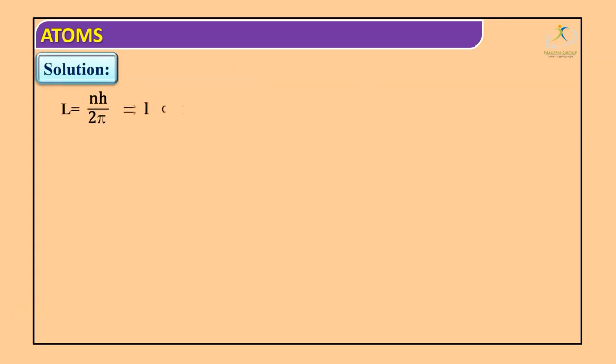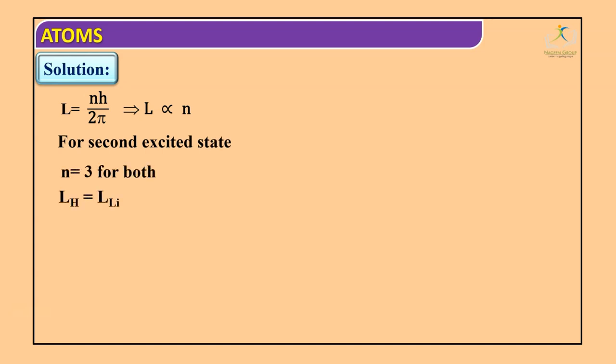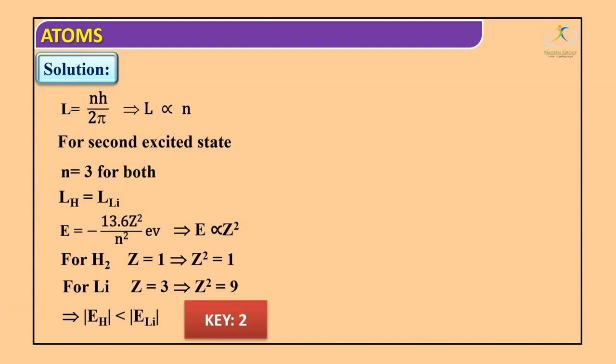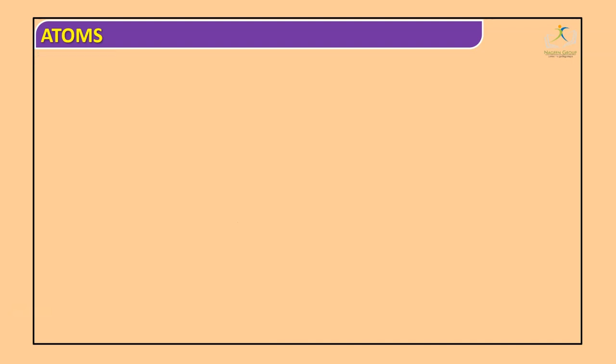So let's move with the solution part, students. L is equal to n h by 2 pi, where, as we know, L is directly proportional to n. And for the second excited state, we know n is equal to 3 for both, so LH is equal to LLi. From here, E is equal to minus 13.6 Z square by n square electron volt, so E is directly proportional to Z square. For hydrogen, Z is equal to 1, so Z square is equal to 1. For lithium, Z is equal to 3, so Z square is equal to 9. And EH is less than ELi. So the correct answer for this question is 2.